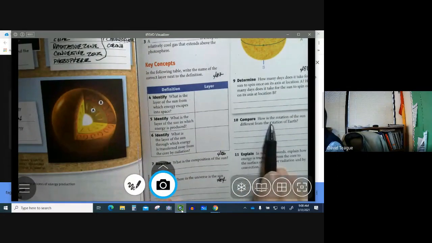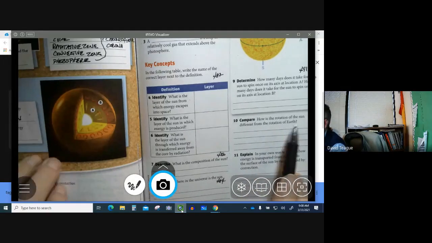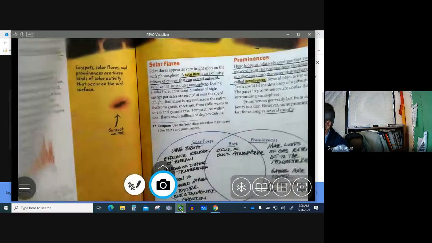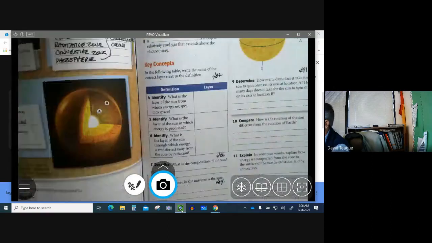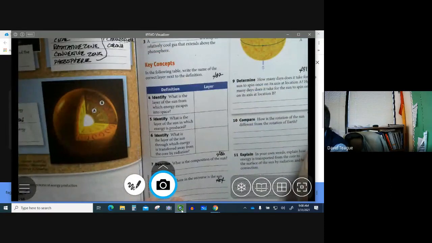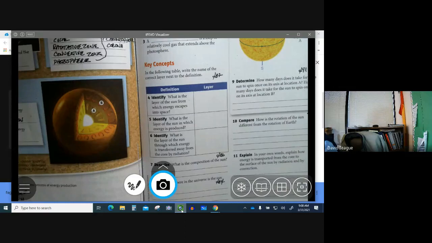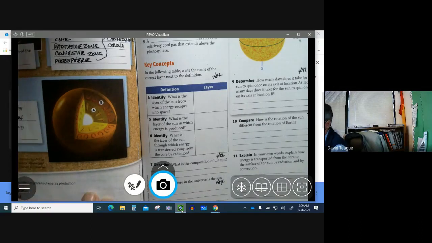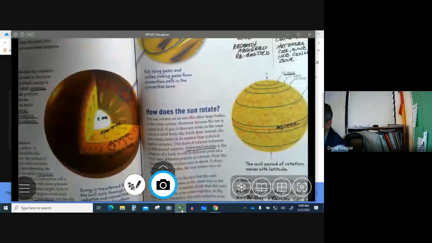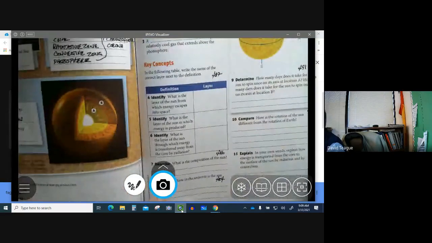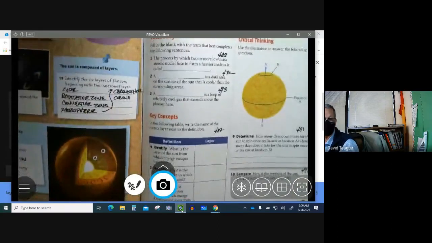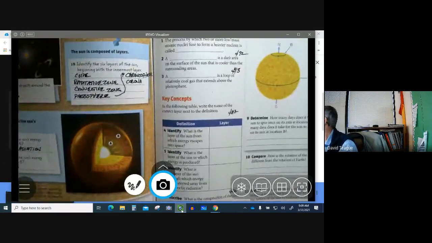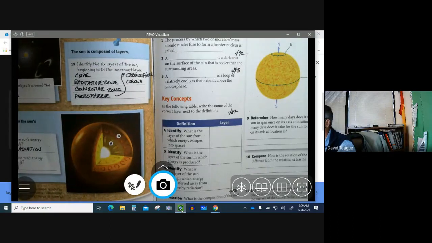Number 10, compare. How is the rotation of the sun different from the rotation of the earth? Well, that's going to help you. Page 491 also. Okay, number 11, explain. In your own words, explain how energy is transported from the core to the surface of the sun by radiation and by convection. So that's going to be page 490, we'll say. Number 1, 488.